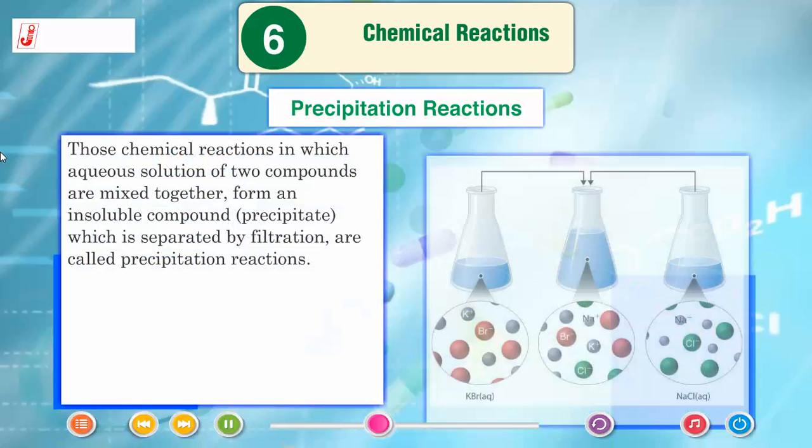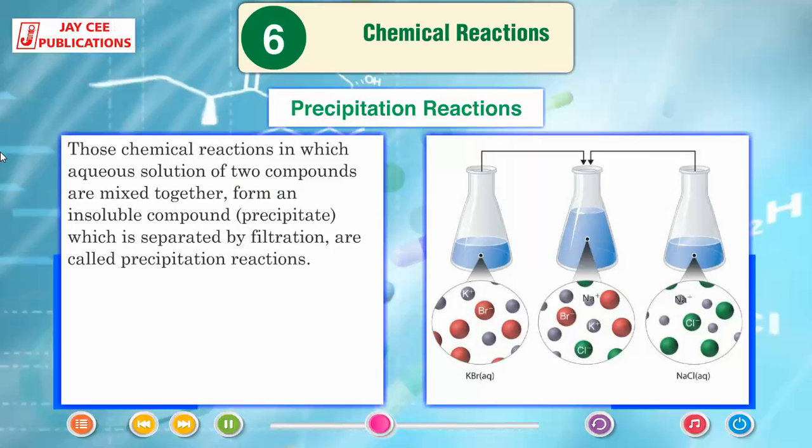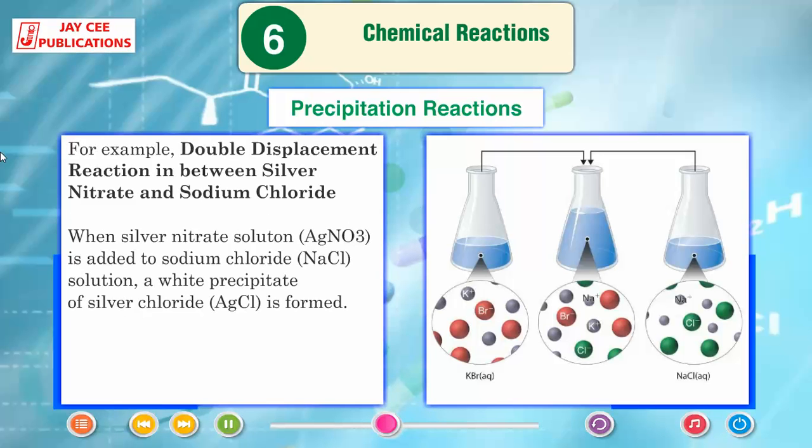Precipitation reactions. Those chemical reactions in which aqueous solutions of two compounds are mixed together to form an insoluble compound or precipitate, which is separated by filtration, are called precipitation reactions. For example, double displacement reaction between silver nitrate and sodium chloride. When silver nitrate solution, AgNO3, is added to sodium chloride, NaCl, solution, a white precipitate of silver chloride, AgCl, is formed.